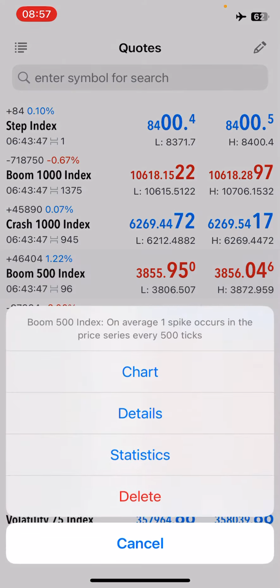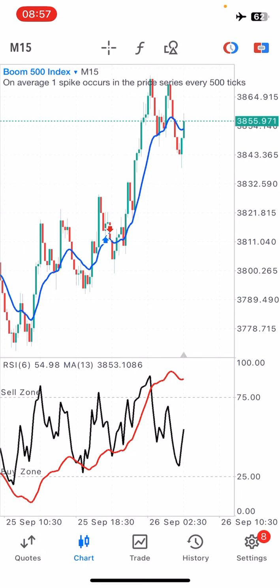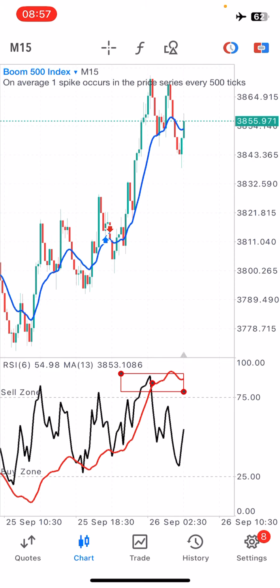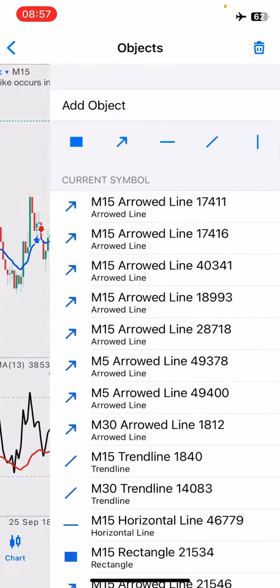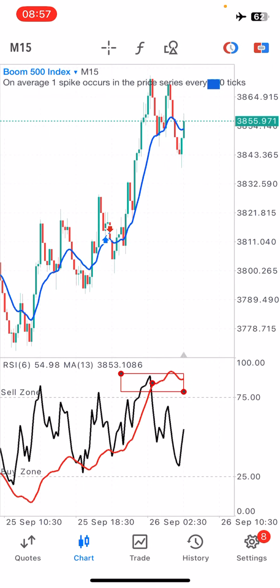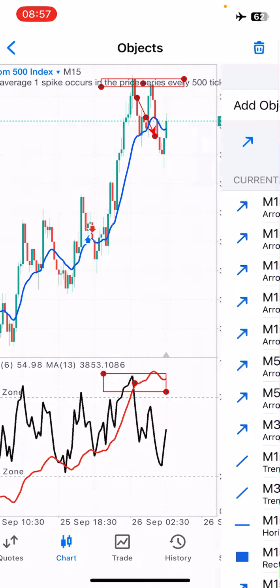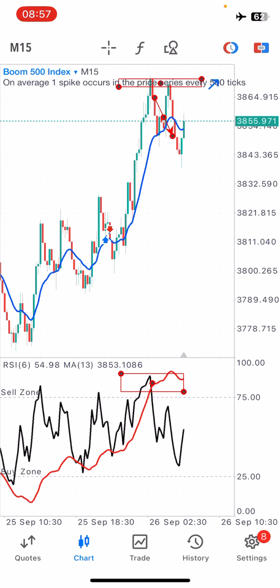The same thing is true even if you're on Boom. Currently, there's a nice sell setup. You can see that we're in our sell zone. I'll also mark out that sell zone here. And already price has been starting to drop to be below the blue line, which means we're most likely going to continue going down.